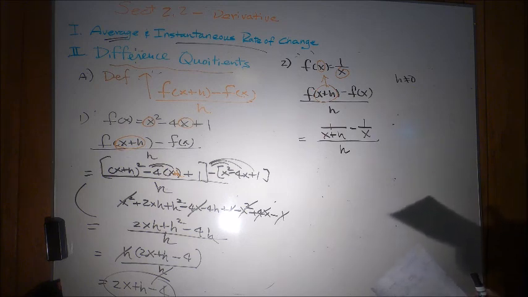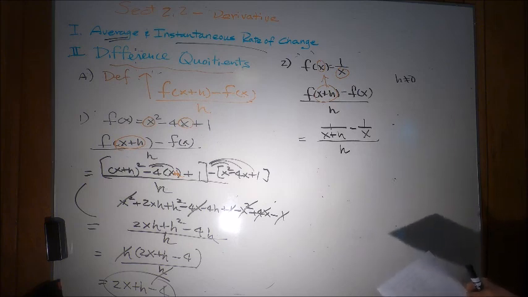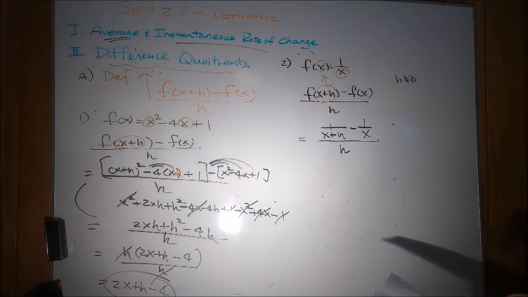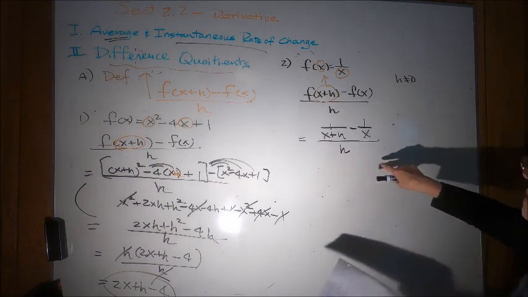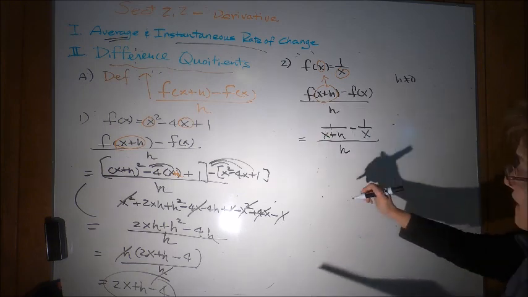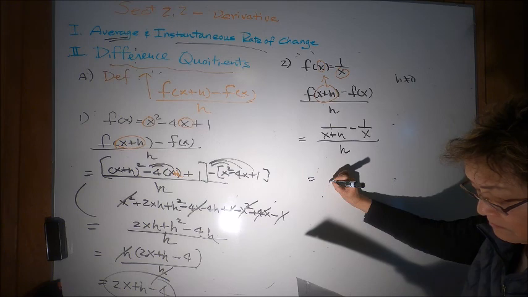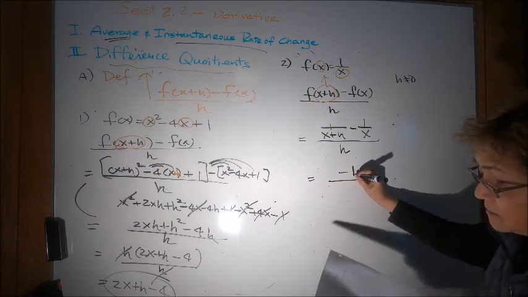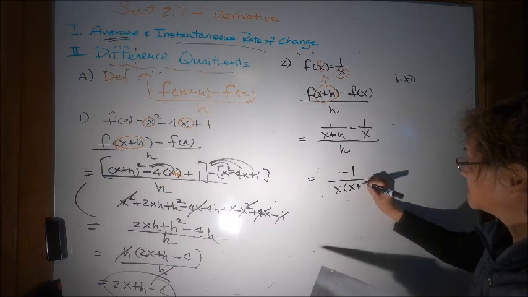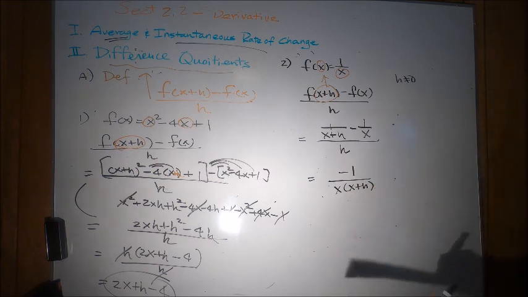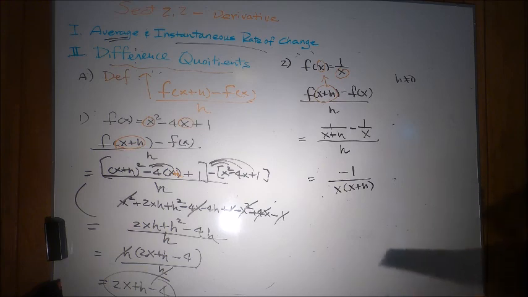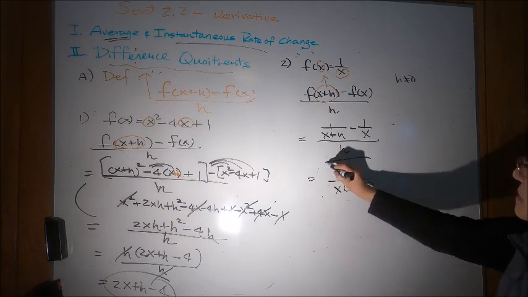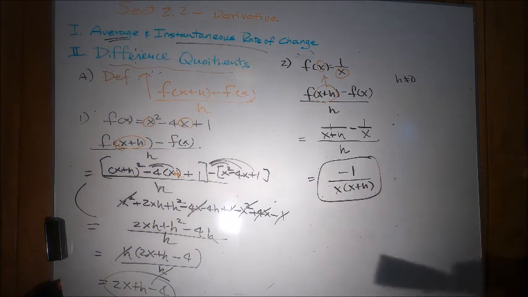Exactly, we did this earlier, same as the top of the page. We simplify this, and it becomes negative 1 over x times x plus h. That's the example we did already, so that would be the answer.